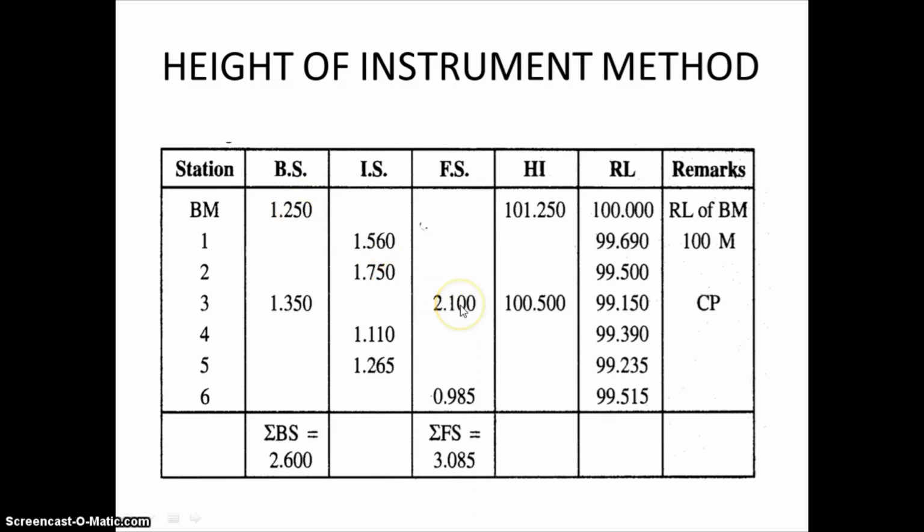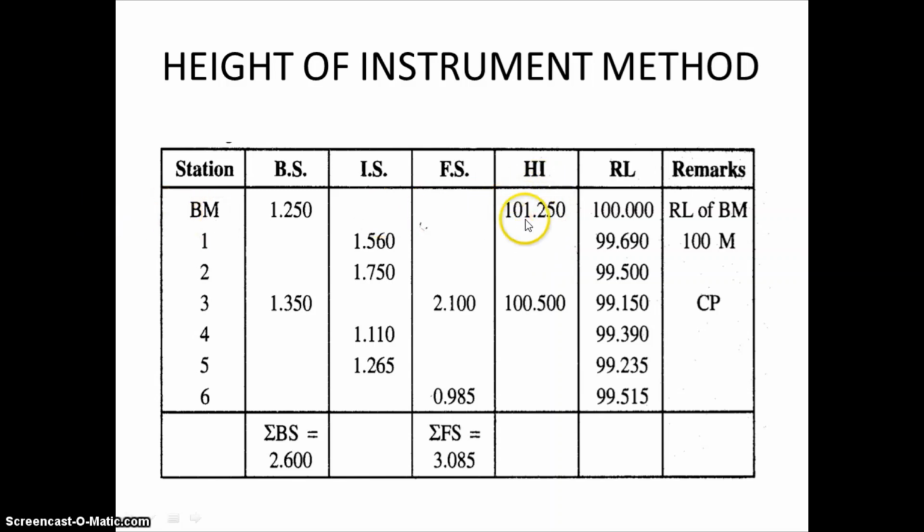When you shift your instrument to a new position, you have to again bisect the same staff and take the new reading, which will be your backsight. So here you are getting two readings at the change point. Again you follow the same procedure, taking a number of intermediate sights, and this will be your final reading.